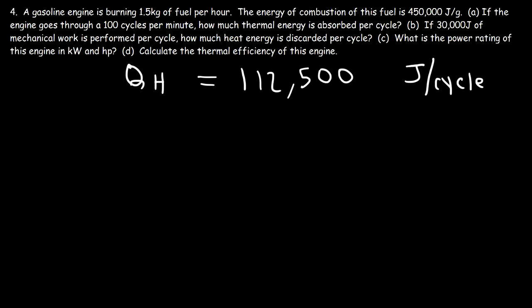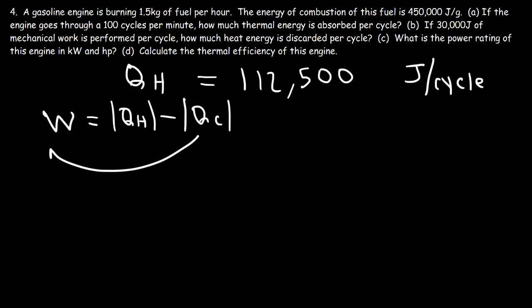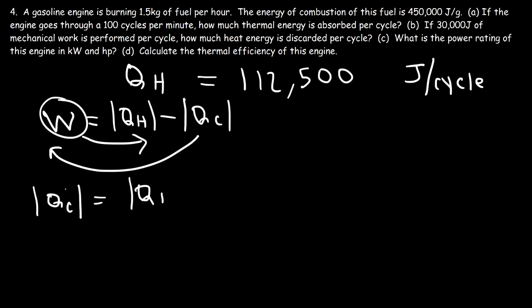If 30,000 joules of mechanical work is performed per cycle, how much heat energy is discarded per cycle? So we know that W is equal to QH minus QC. So our goal is to calculate QC. So let's rearrange the equation. I'm going to take this term and move it to this side, where it's going to become positive QC. And I'm going to take W, move it to that side, where it's going to be negative W. So this is how we can calculate QC.